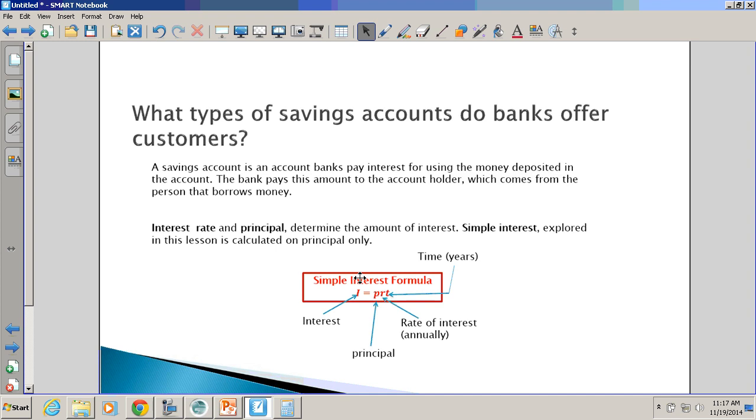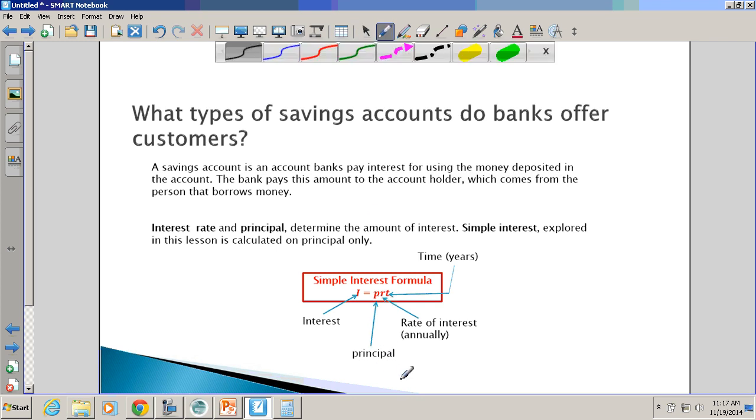Here's the formula itself. A few key things. I stands for the interest, so that's the amount of money you earn in interest. P, principal, that's the amount of money you have in your account. You should be writing this down as you hear it. R is the rate of interest, so usually it's annually. In this formula it's going to be annually. And then T is the time, so how many years.